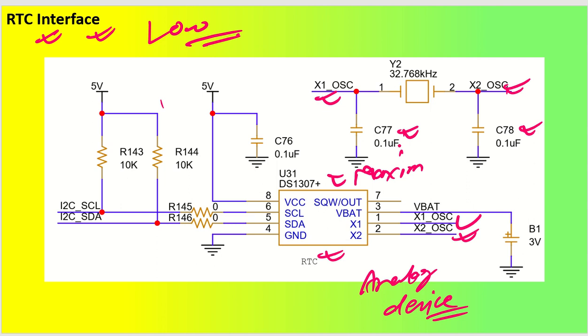And at VBAT you can connect a 3-volt coin cell, which will supply power in the absence of the power supply. This is the 5-volt power supply. Whenever it is not available, when your device is not switched on, at that time this coin cell will supply the voltage to this IC, otherwise 5 volt is always there to supply the power. Got it? So this is how you fulfill your RTC requirement.